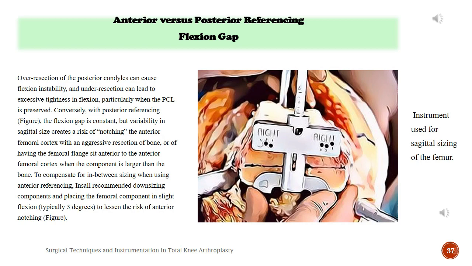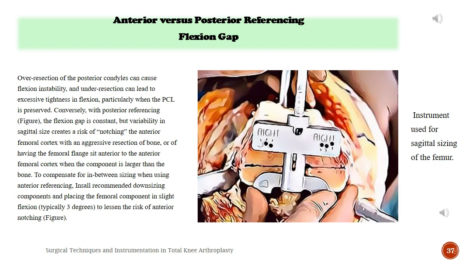Over-resection of the posterior condyles can cause flexion instability, and under-resection can lead to excessive tightness in flexion, particularly when the PCL is preserved. Conversely, with posterior referencing, figure, the flexion gap is constant, but variability in sagittal size creates a risk of notching the anterior femoral cortex with an aggressive resection of bone, or of having the femoral flange sit anterior to the anterior femoral cortex when the component is larger than the bone.